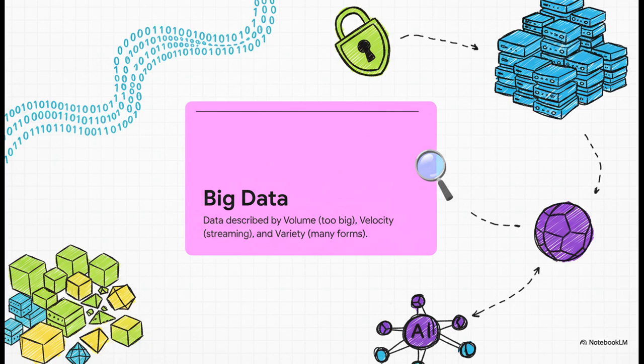Take big data, for example. It's a buzzword everyone throws around, right? Well, you'll learn what it actually means. It's not just about the size or volume of the data. It's also about velocity, how incredibly fast it's all streaming in, and variety, the fact that it comes in all sorts of messy, unstructured forms.